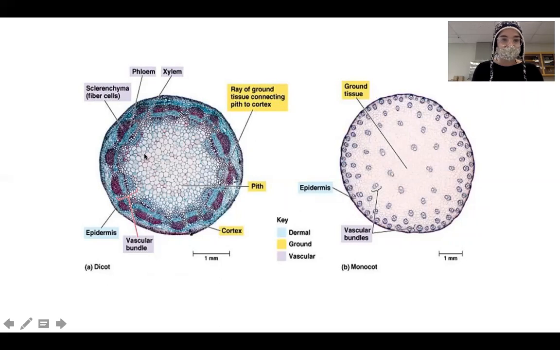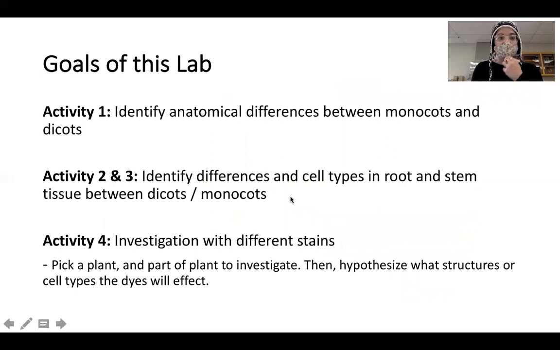It's hard to see that, but those are our three dermal or our three tissue systems. And again, we're going to be looking at those today. Okay, so after all of that, the goals of this lab are to be able to identify, for the first activity, the main anatomical differences between monocots and dicots.